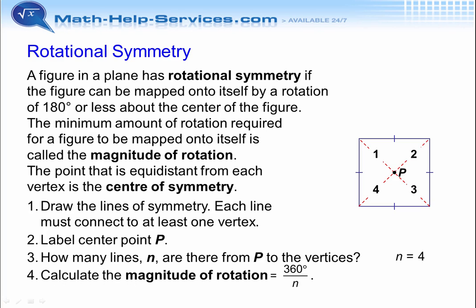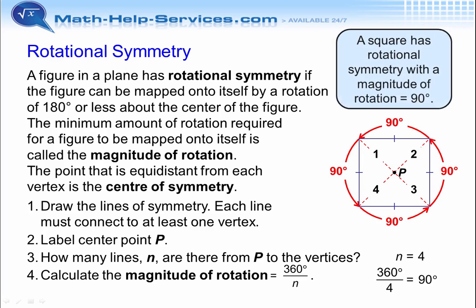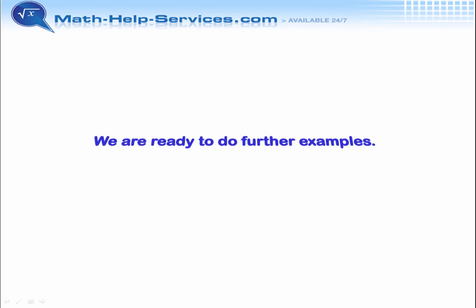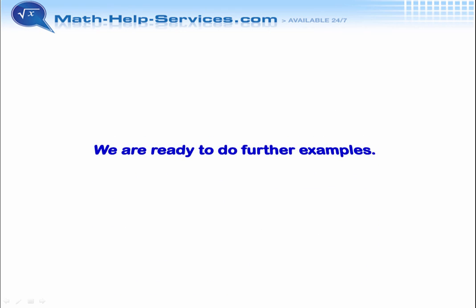To calculate the magnitude of rotation, we take 360 degrees and divide it by n. 360 degrees divided by 4 is 90 degrees, so the magnitude of rotation is 90 degrees. A square has rotational symmetry with a magnitude of rotation equal to 90 degrees. Alright, now we're ready to do further examples.